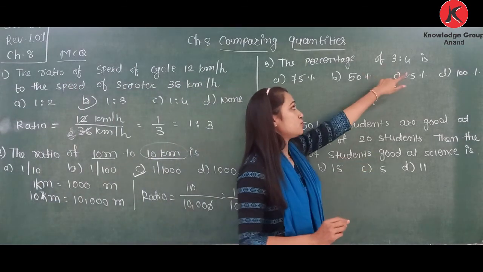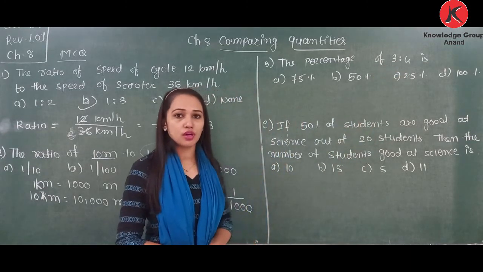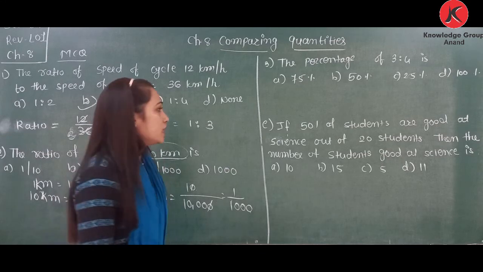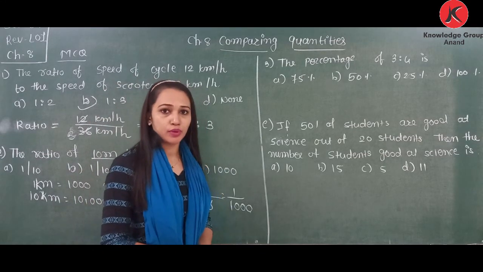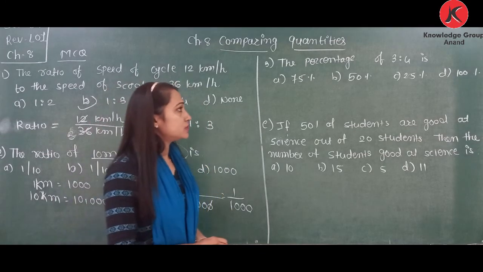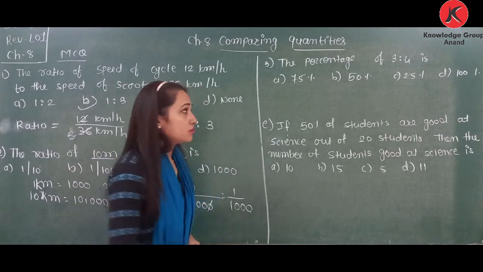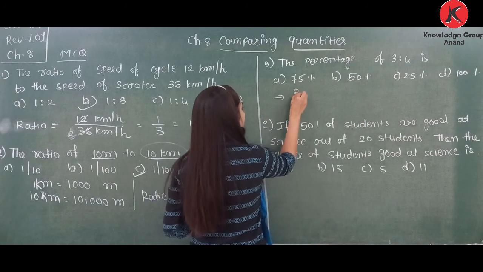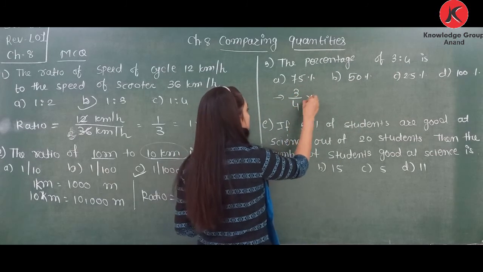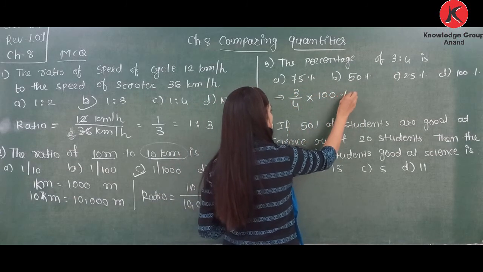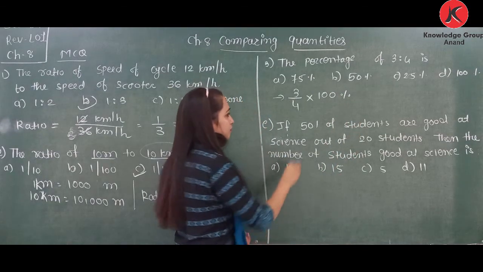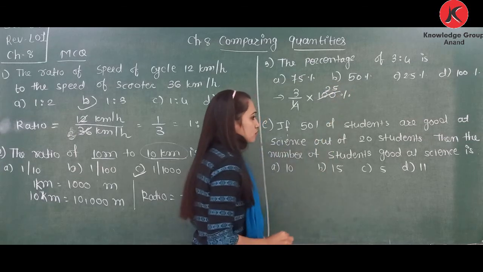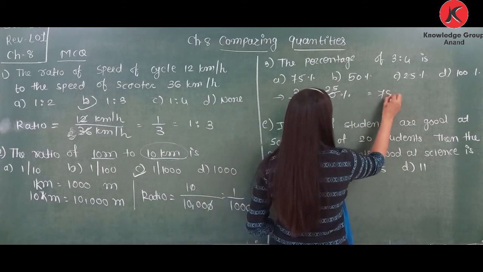Now next one. The percentage of 3:4. Ratio is given and we need to convert that into percentage. We also learned some examples in which we need to convert ratio into percentage. Here I only include one example. You can solve examples by changing the digits. So what is the percentage of 3:4? Ratio is 3:4. To convert into percentage, multiply by 100%. So that will give 75%.